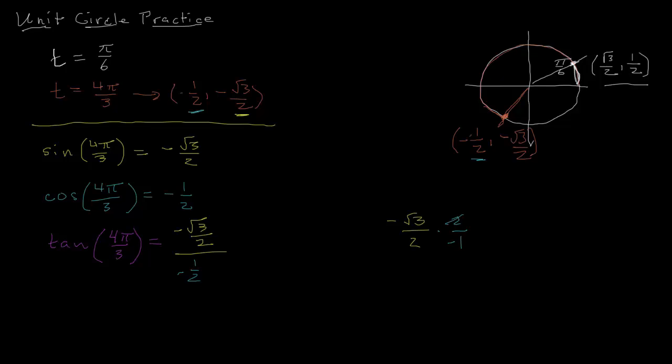The 2's cancel, and what we get is -√3 over -1, but that's +√3. So the answer here is +√3. And notice that terminal side has a positive slope, and so that makes sense. The tangent is a positive number, and for an angle which falls in the third quadrant, tangents are positive in the third quadrant.